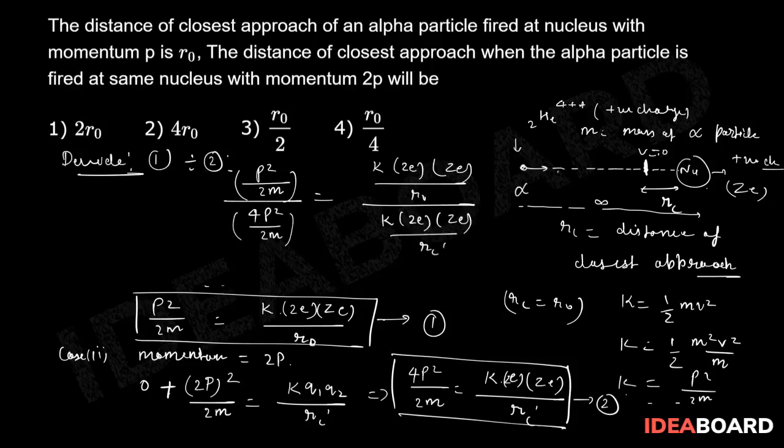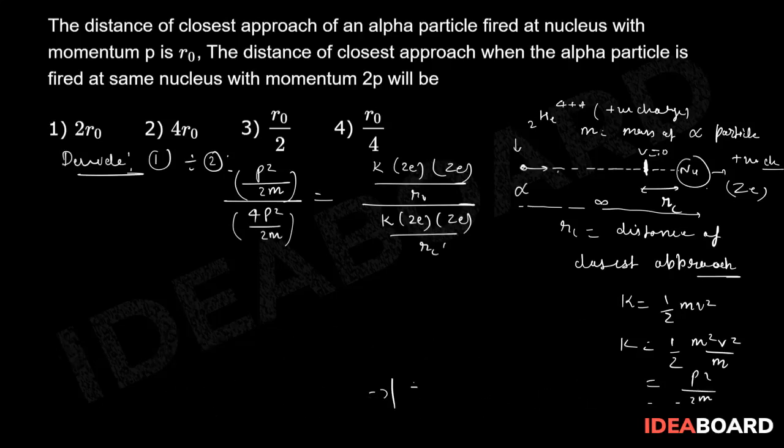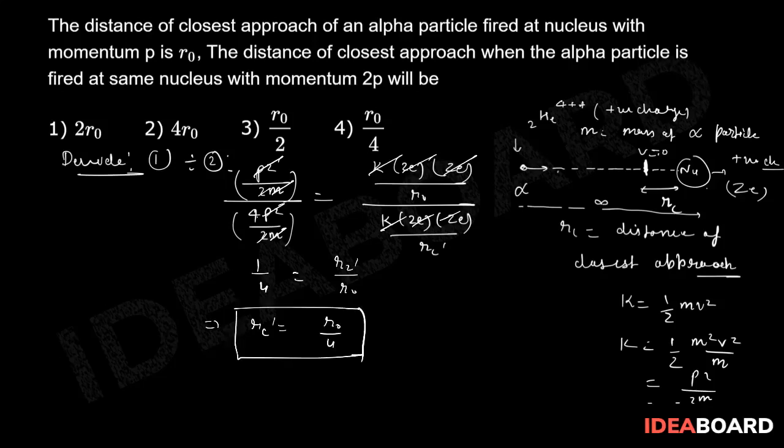In order to solve this further, let me remove this now. We don't need it really now. So p square and p square cancel out, m and m cancel out, 2 cancels out. This side will give us 1 upon 4 is equal to k 2e Ze cancelled out. So we get finally rc dash divided by r naught. From this relation, rc dash is going to be r naught by 4, which is the final answer. So the distance of closest approach is going to be r naught by 4, which says option number 4.